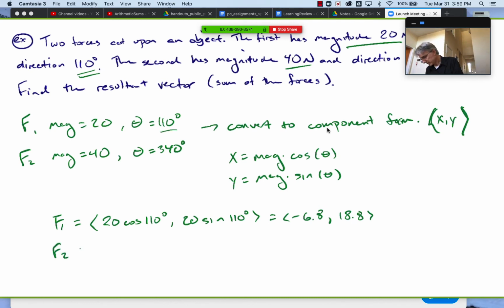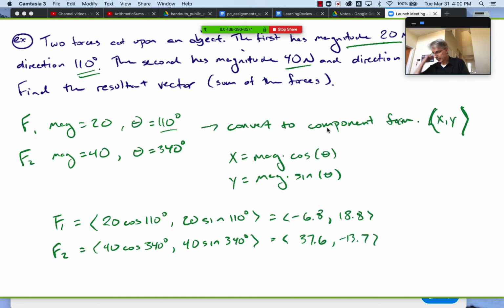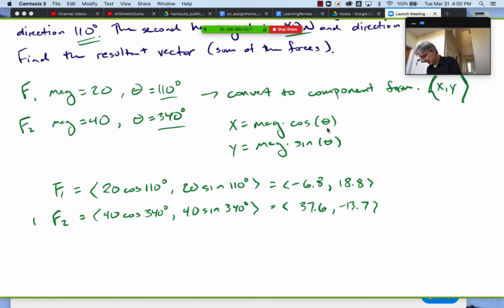The second force will be 40 times the cosine of 340 degrees, 40 times the sine of 340 degrees. And so that'll be 40 cosine 340, 37.6. And then 40 sine 340, negative 13.7. And again, I'm going to recognize x is positive, y is negative, 340 degrees in the fourth quadrant, and so that checks.